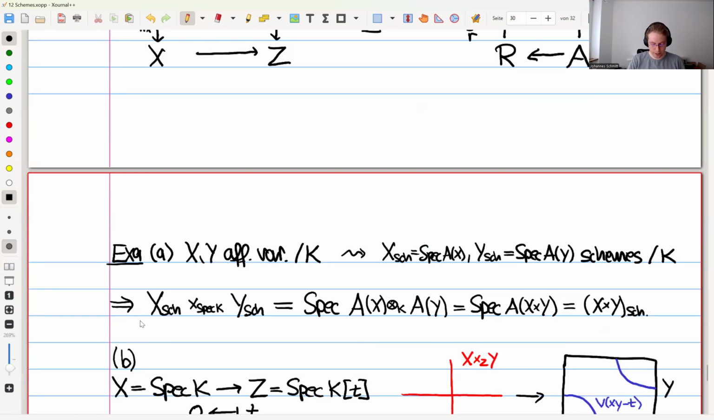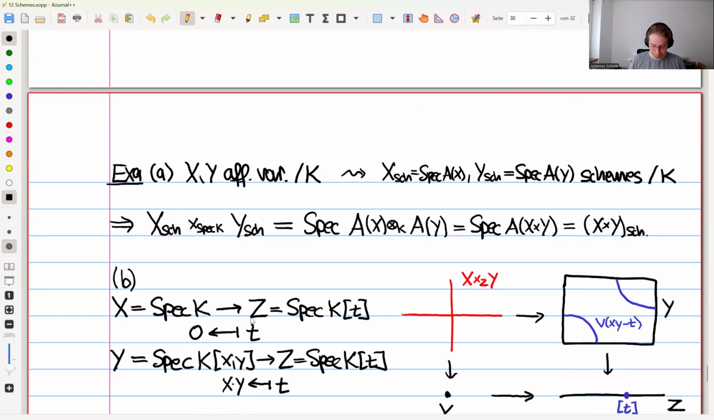And then looking back, what we have seen is that our definition is compatible with taking schemes. We can first take a product and then the associated scheme. This is the right-hand side. Or we can first take the associated schemes and then take this fiber product, and we get the same thing. So this is a good sign.